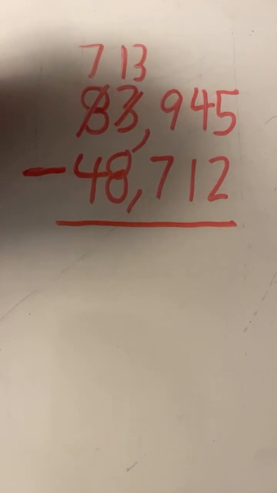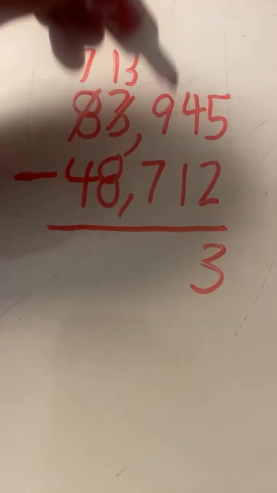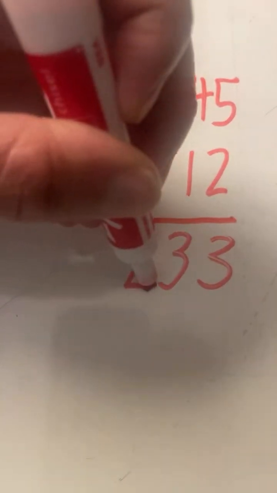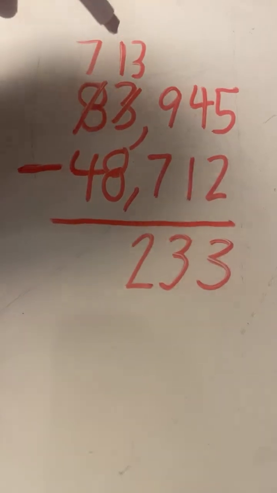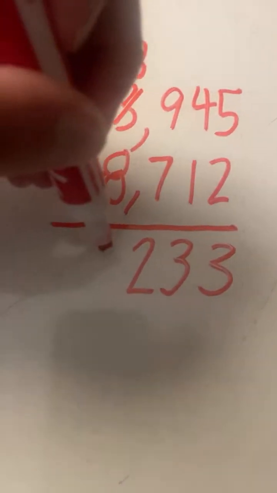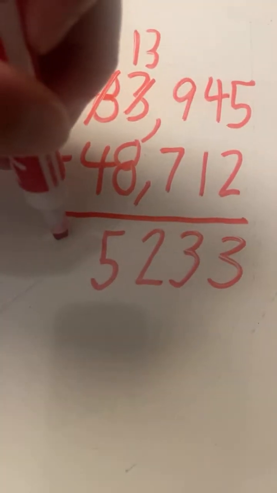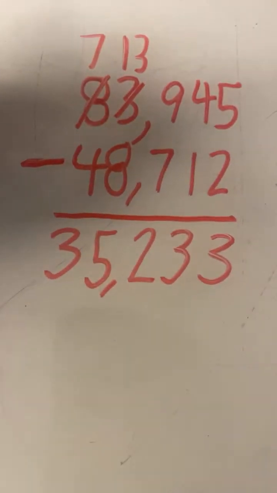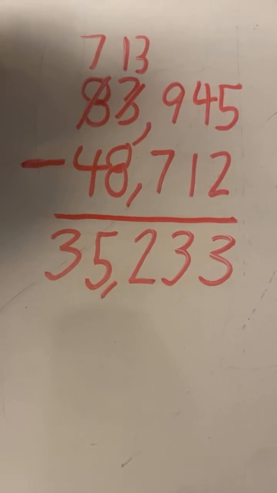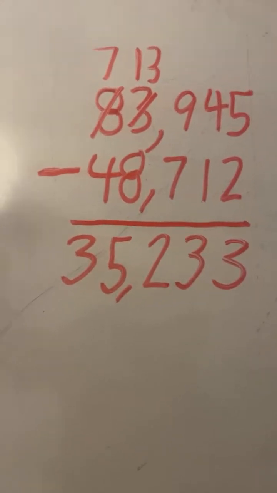And now we are ready to subtract, so we're going all the way to the ones place. 5 minus 2 equals 3. 4 minus 1 equals 3. 9 minus 7 equals 2. 13 minus 8 equals 5. And 7 minus 4 equals 3. And we have our final answer, 83,945 minus 48,712 equals 35,233.